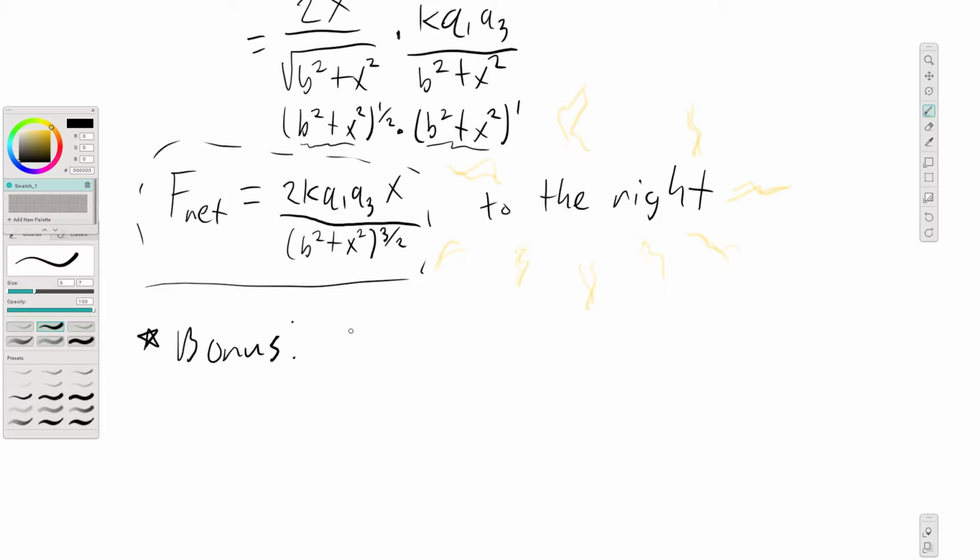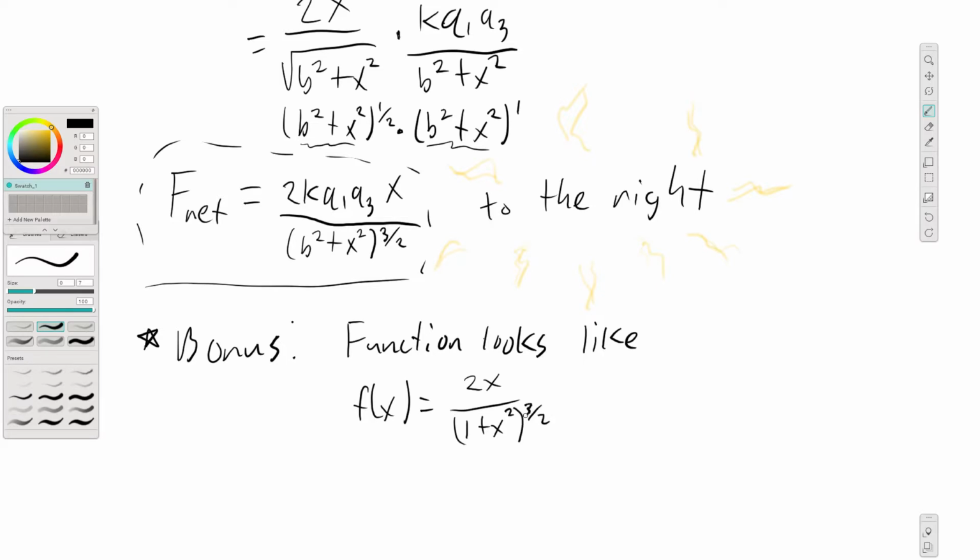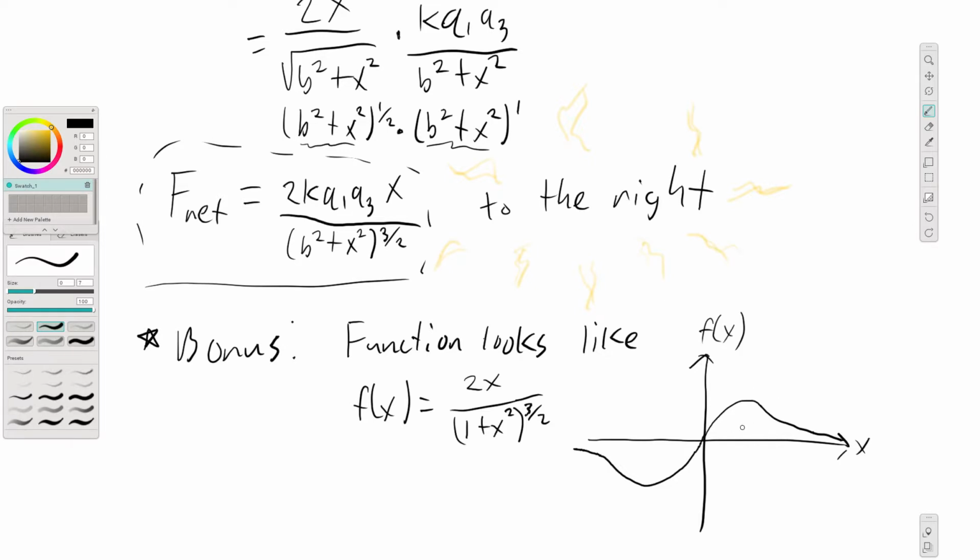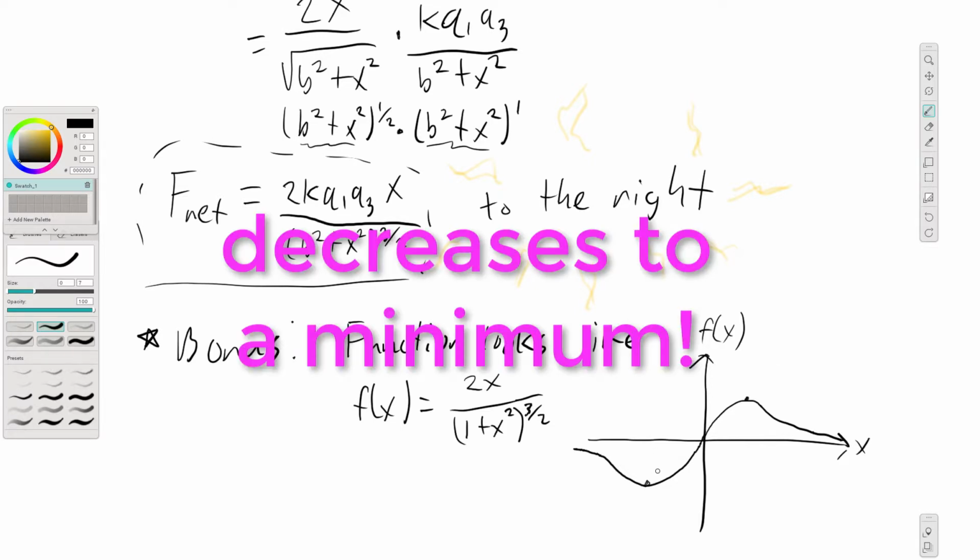Our function looks like f of x is equal to 2x over 1 plus x squared all to the 3/2. Plug this into Google, or combine these two functions to draw that this is going to look like this. This part is positive, and it sort of increases to a maximum of some sort. And then this part is negative, and it also increases to a maximum.